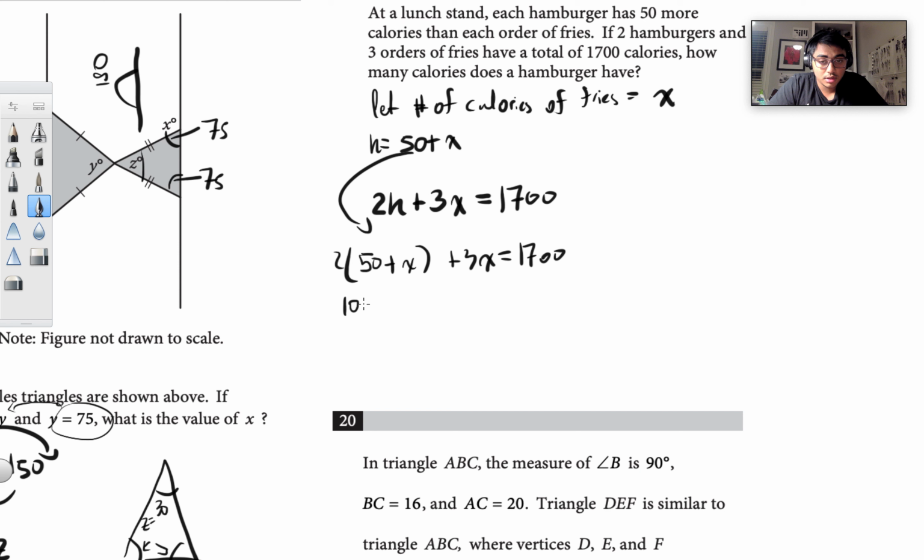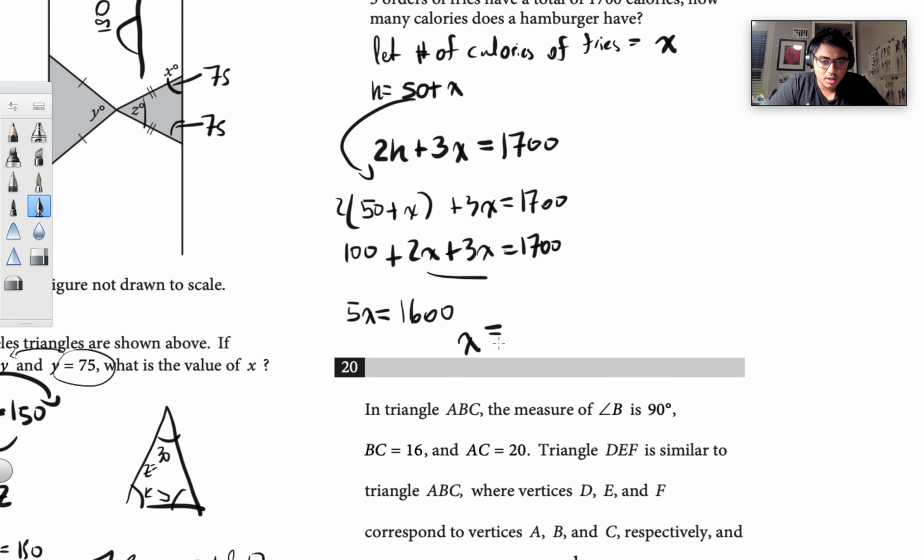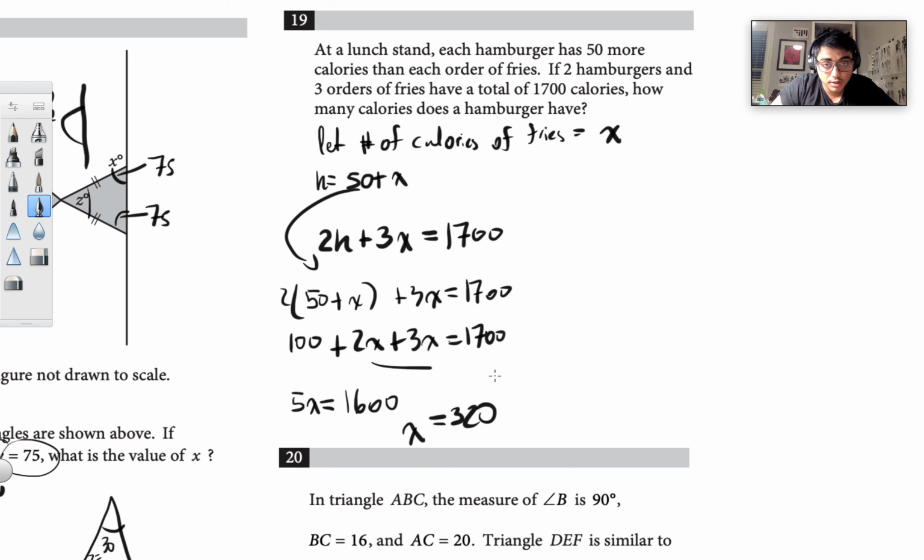Now we have 100 plus 2X plus 3X is equal to 1700. Now we just add these two up, move the 100 over, so 5X is equal to 1600. That means X is equal to, alright, so 5 times 300 is equal to 1500, and then 20 times 5 is 100, so 320. So 1 order of fries is equal to 320 calories.